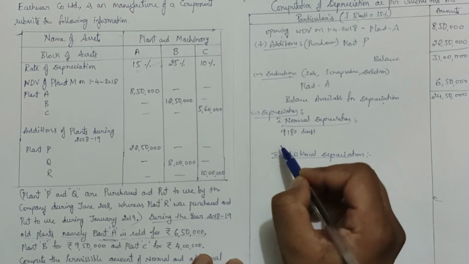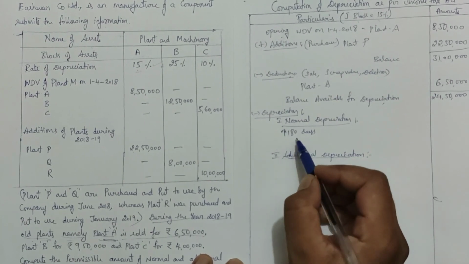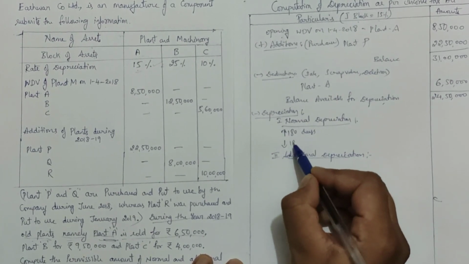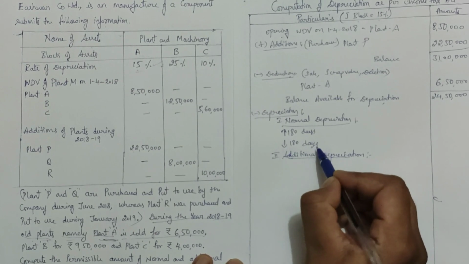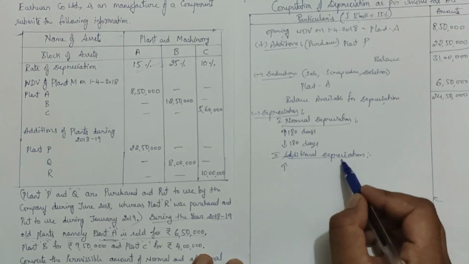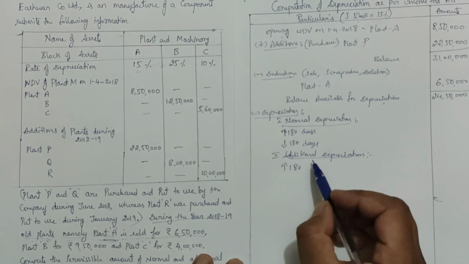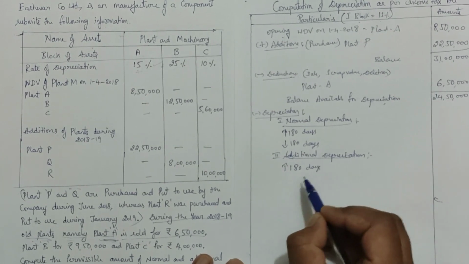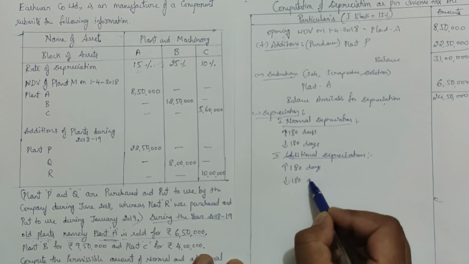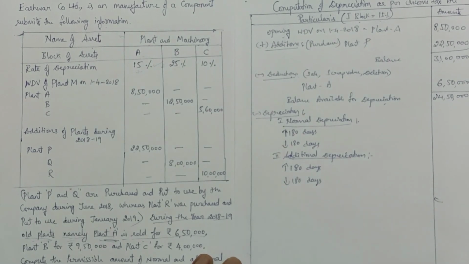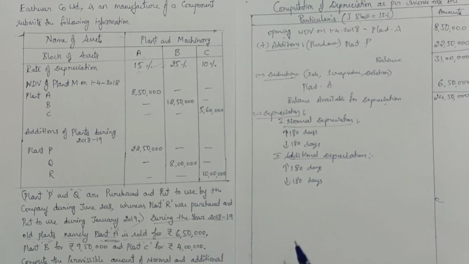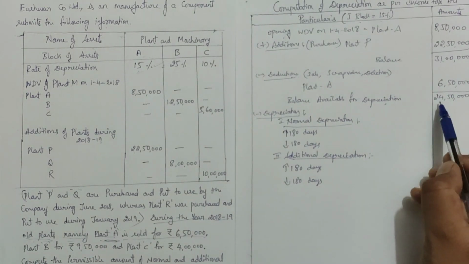Do we have any assets which are used more than 180 days and which are used less than 180 days? And again, under additional depreciation also we need to check: do we have any new plant and machinery which is used more than 180 days or less than 180 days? Right? So now we will check. So how much total balance do we have here?